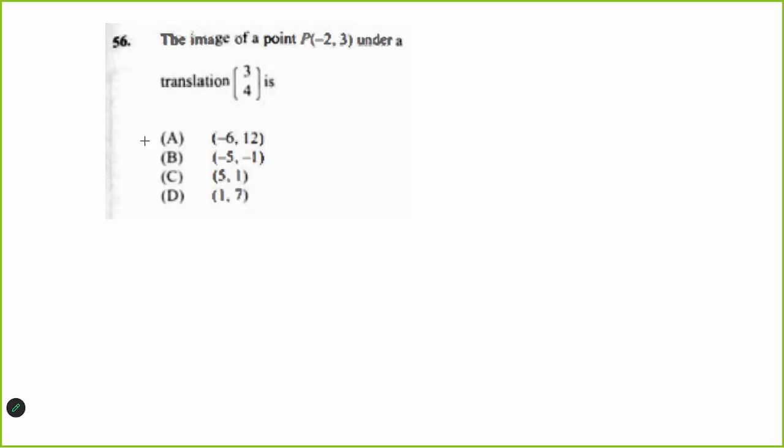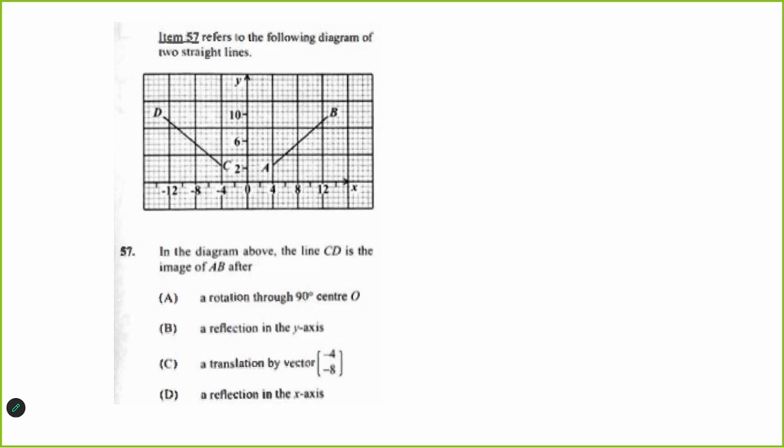This one here, I believe, is minus 6, minus 12, so it is negative 2, 3, plus 3. It could be wrong, because this is different. This is why you always read your question, right? So the image of a point P is negative 2, 3, plus the translation, so I added negative 2 plus 3 is 1, 3 plus 4 is 7, so that's 1, 7, so the answer is D. This one here is a reflection along the y-axis.